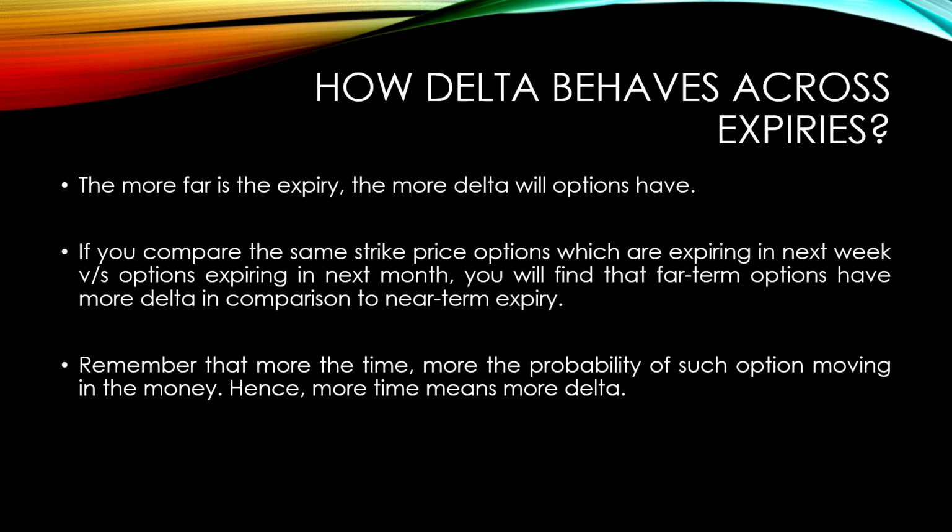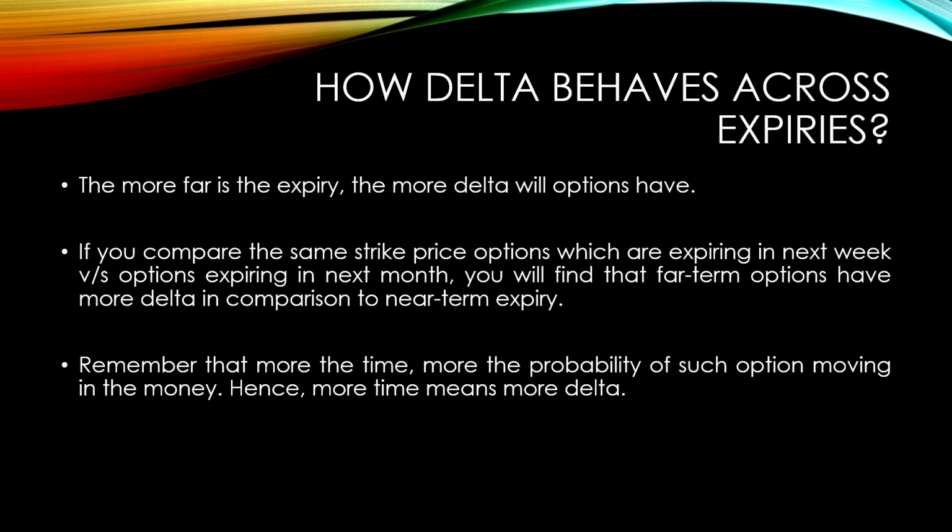So now, how does delta behave across expiries? There are different expiries in options: weekly expiry, monthly expiry. In US stock options or in crypto markets, there are daily expiries as well. S&P expires almost every 2 days, and Bitcoin and Ethereum have almost daily expiries.